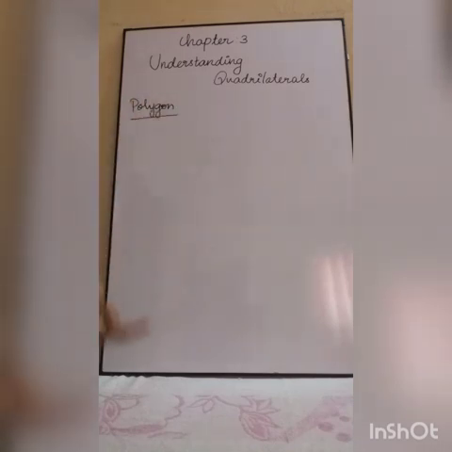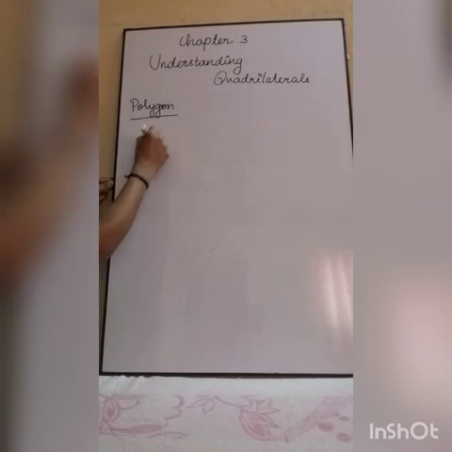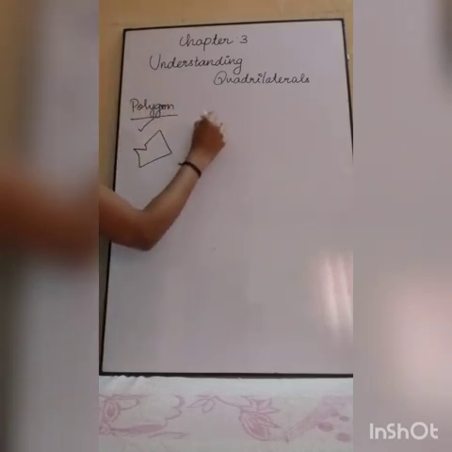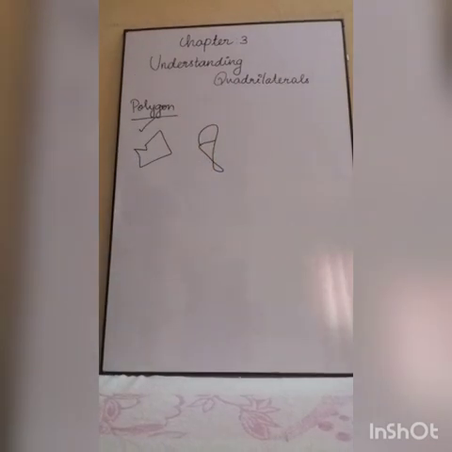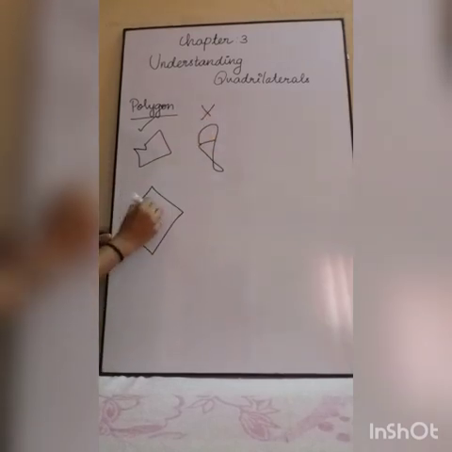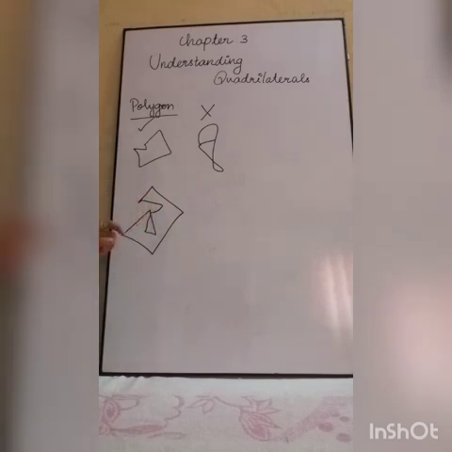Now I will draw a few figures and you tell me whether each is a polygon or not. Is this a polygon? Yes, because this is a simple closed curve made up of line segments. So this is a polygon. You can put a tick. Is this a polygon? No, because it is not made up of line segments and it has an intersection. Is this a polygon? No, because it has an intersection.